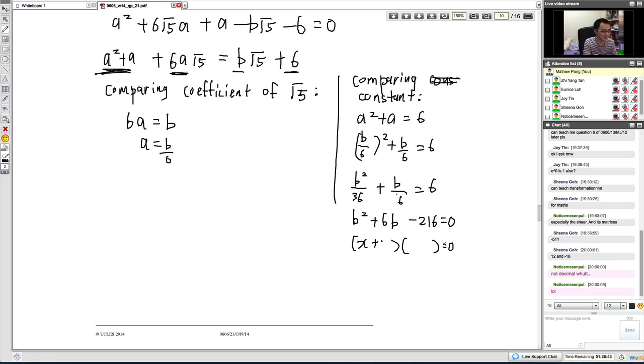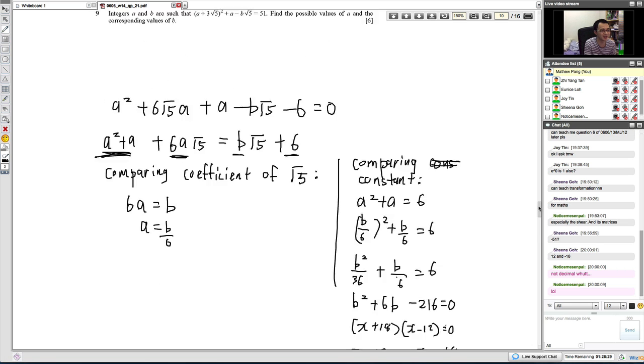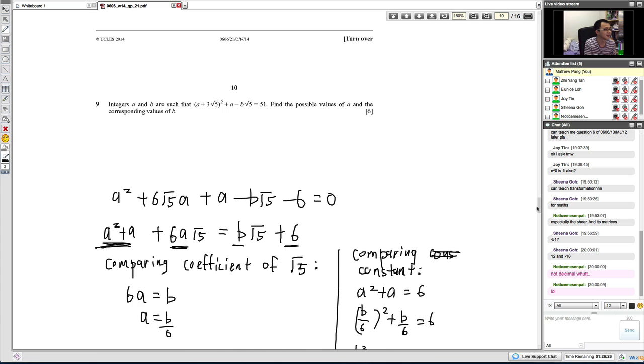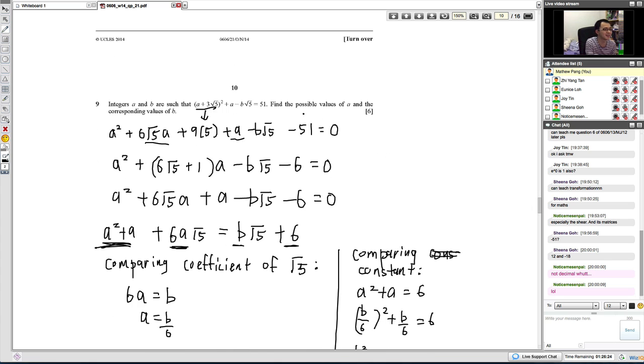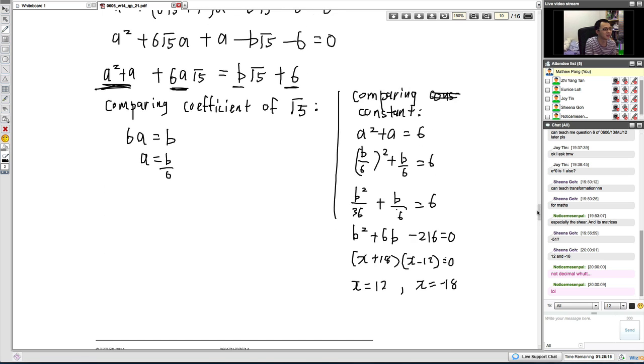This is x plus 18 and x minus 12. So x you will get 12 or x you will get negative 18. If the question doesn't say positive or negative, and then it asks you to find all the possible values, that means you need to find all. So I will substitute the values into a also. So a equals 12 over 6, which is 2, or a equals negative 18 over 6, which is negative 3.